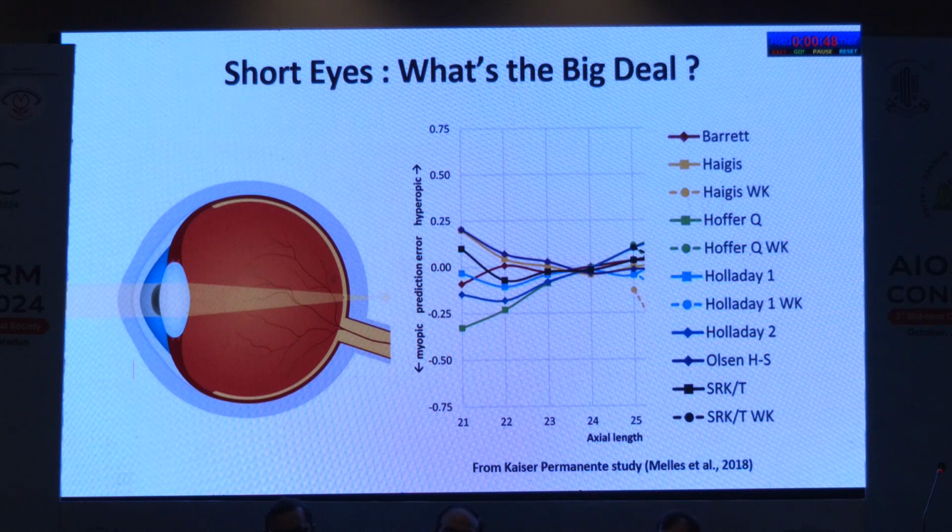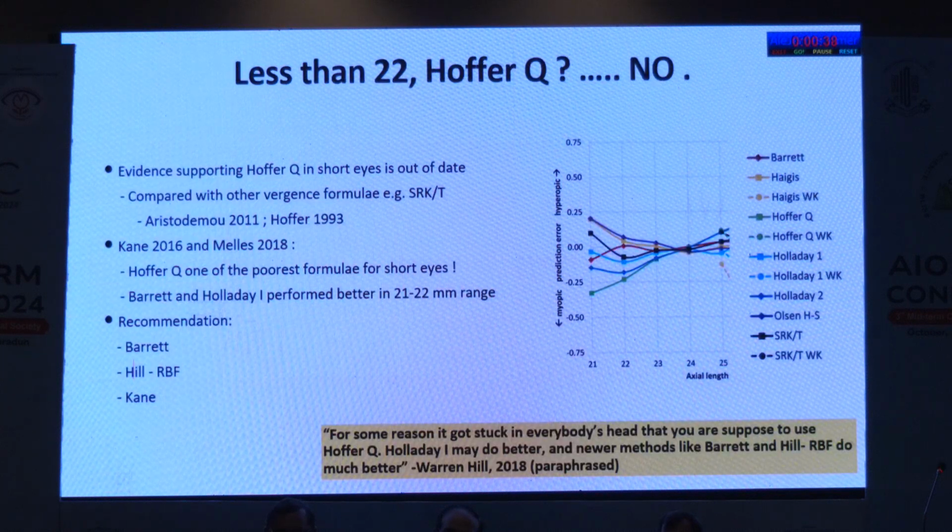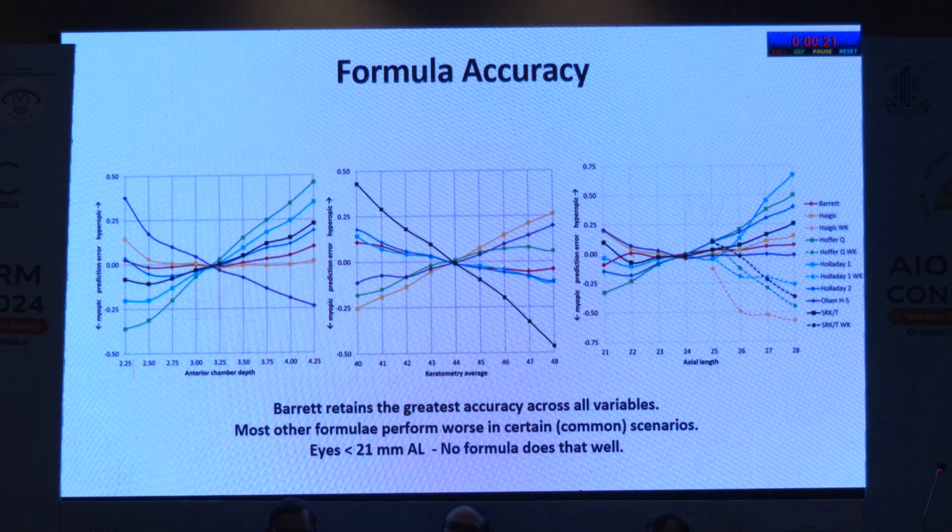For shorter eyes, what is the problem? Even a minor error in the prediction of ELP causes a major change in the IOL power. So shorter eyes are a major problem with calculation of IOL. Which IOL formula has performed better in various studies? As I already mentioned, Hofer Q is one of the poorest formulas to be used for shorter eyes. Always use Barrett 2, otherwise we can use Hill RBF and Kane formulas. They tend to perform better. Across the various AC depths, various keratometry and various axial length readings, the formula that tends to maintain its accuracy is Barrett's.